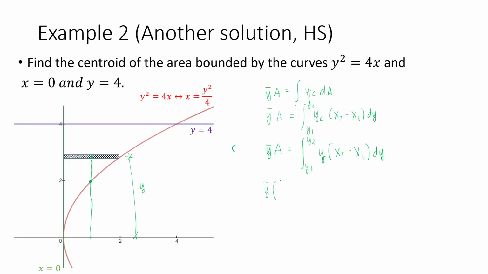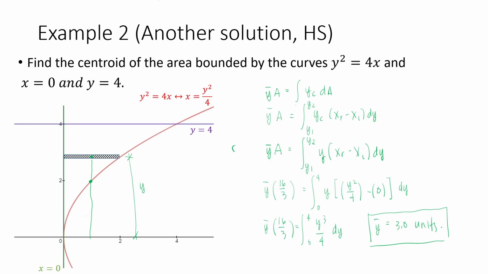So bar y times 16 over 3, and then from 0 to 4, y times x right minus x left. So that would be y squared over 4 minus 0 dy. Notice that it's simple, right? 16 over 3, and then you're just going to integrate y cubed over 4 dy, and bar y is still 3 units.